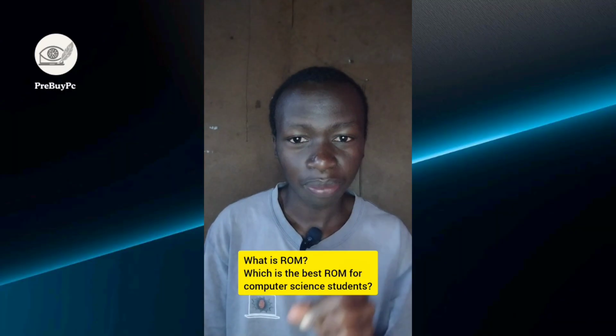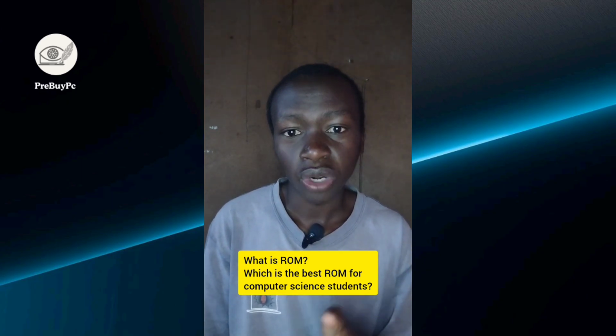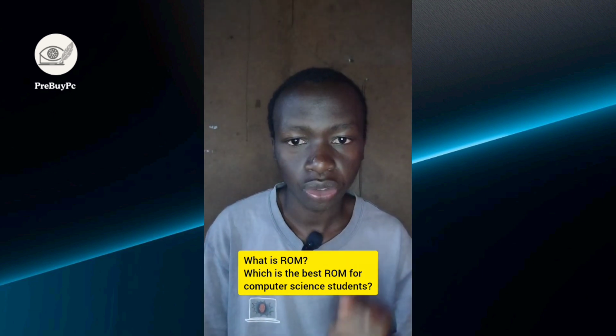Do you know that the type of storage in your laptop or your computer usually affects the general performance of your machine? This is something that most people don't know, and this is why you should take time to understand the type of storage in your laptop and select the best storage device for your laptop or computer.